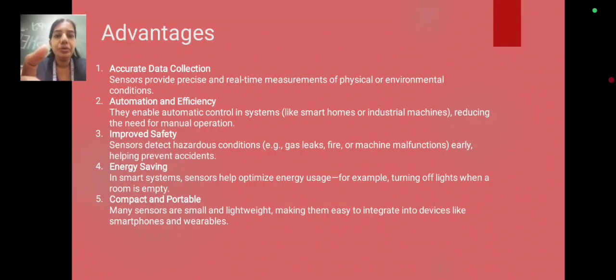The third is improved safety, that is, sensors detect hazardous conditions, such as gas leaks, fire or machine malfunctions, helping to prevent accidents. The fourth advantage is energy saving, that is, in smart systems, sensors help to optimize energy use. For example, turning off lights when a room is empty. The last advantage is compact and portable. Many sensors are small and lightweight, making them easy to integrate into devices like smartphones and wearables.